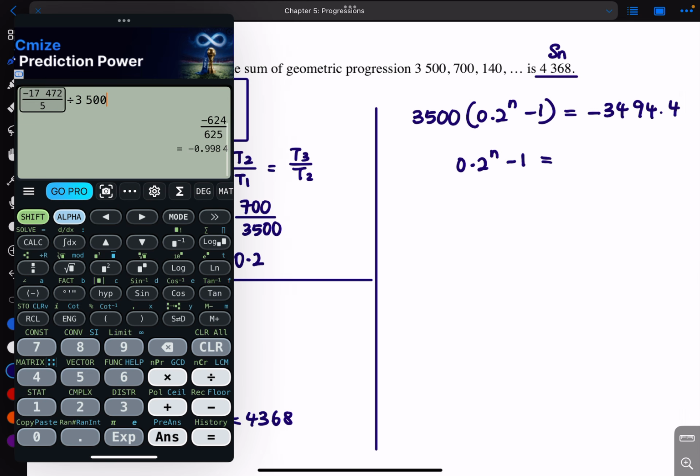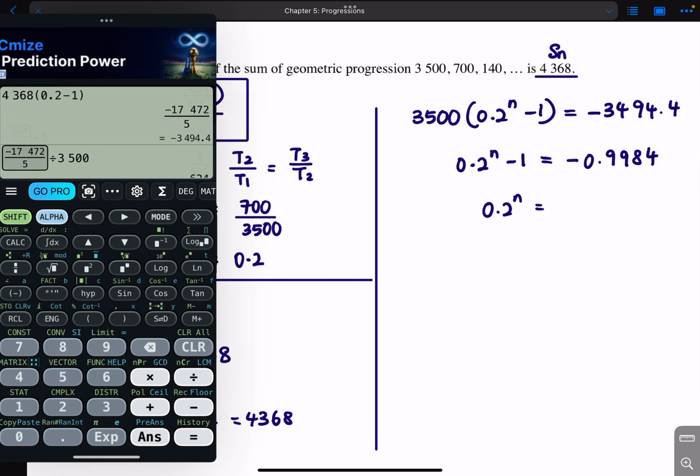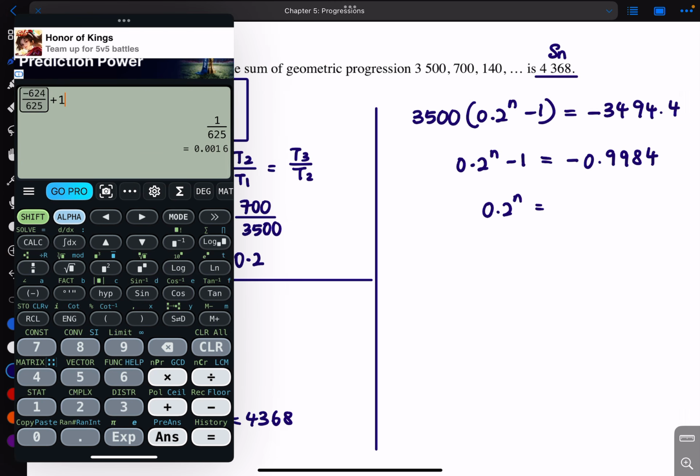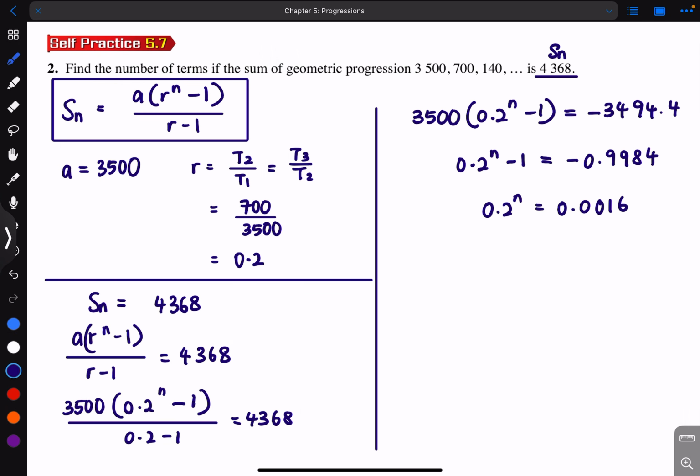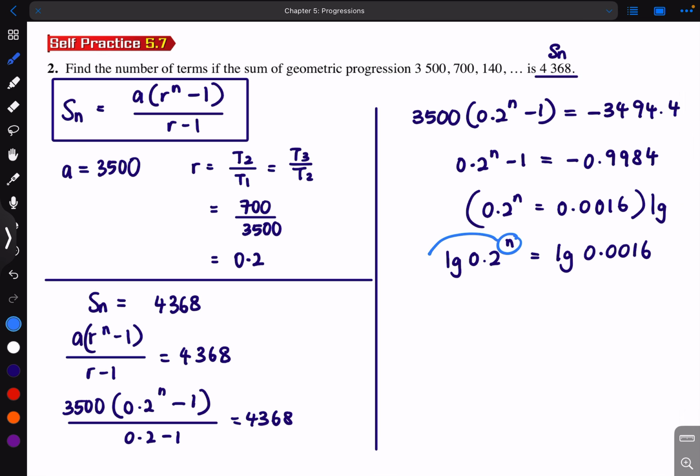We get negative 0.9984. The negative 1 we bring here becomes plus 1. So we get 1 over 625, or we can say 0.0016. Okay, so to find n, what we do is we can multiply the whole thing by log. So log 0.2 power n is log 0.0016. Why we multiply by log? So that we can bring the power down.